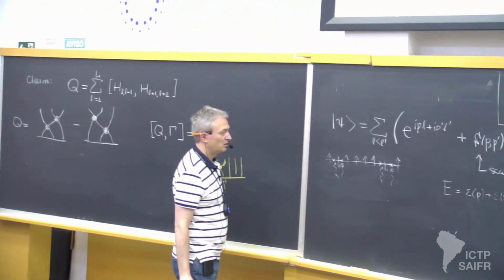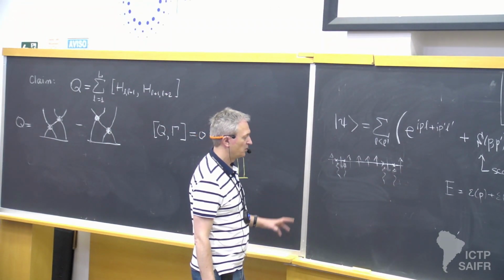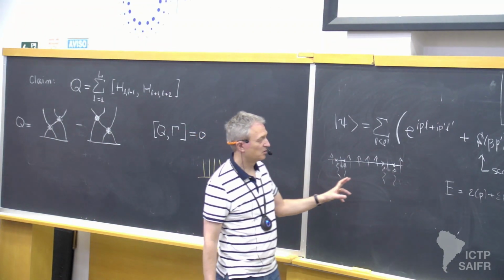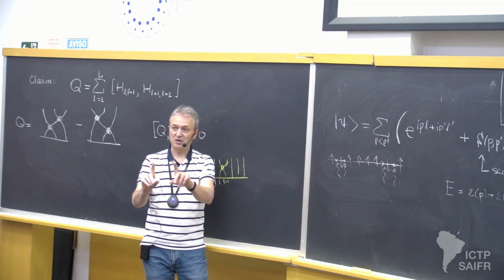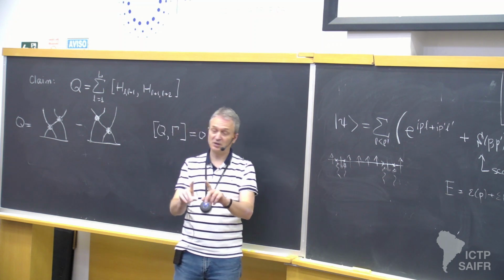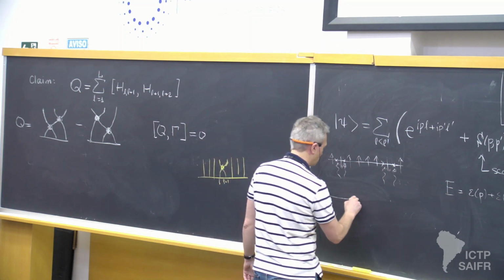So the only case where interaction between the magnons is important is when they come as close to one another as possible. So when they're sitting on nearest neighbor sites.